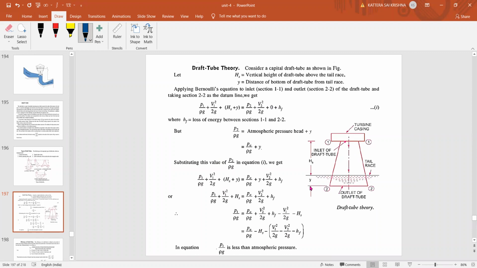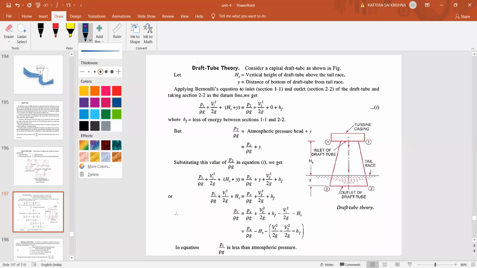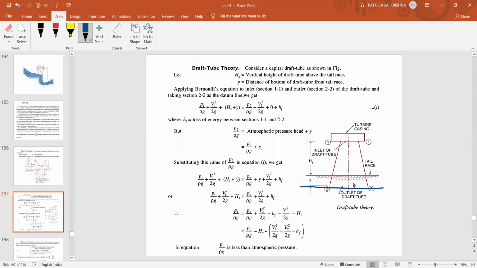So here, if you are considering the datum line as this part, nothing but at the outlet if you are taking it as the datum line, right? So here we are taking it as the datum line. So Z1 is nothing but HS plus Y becomes the Z1 value, and Z2 at the outlet becomes 0 because we are considering this as the datum line, right?